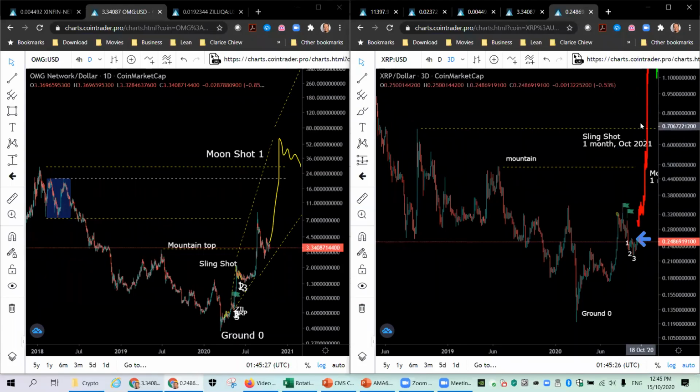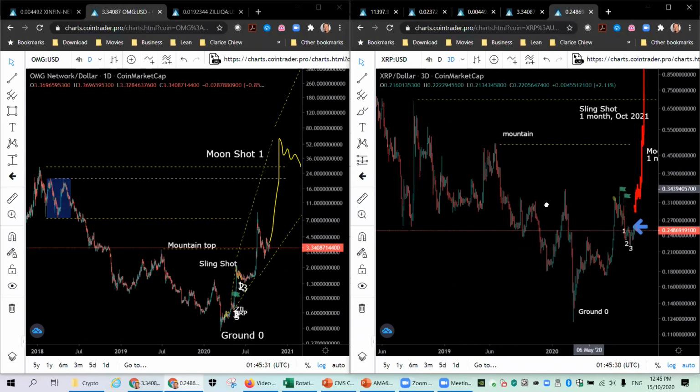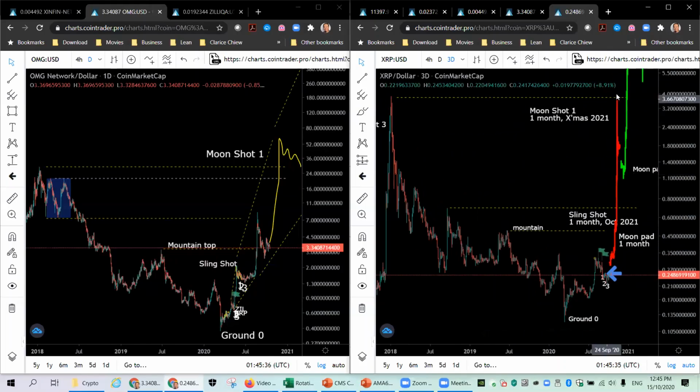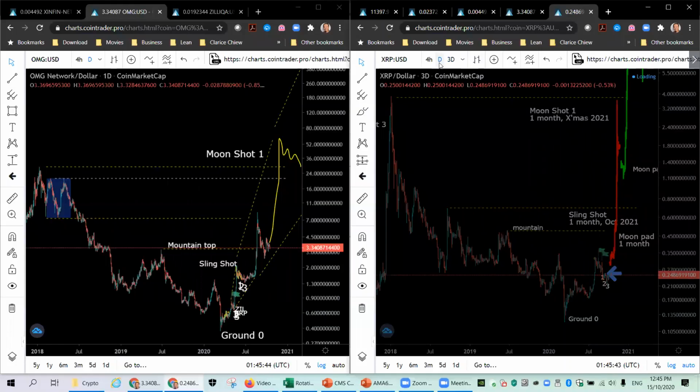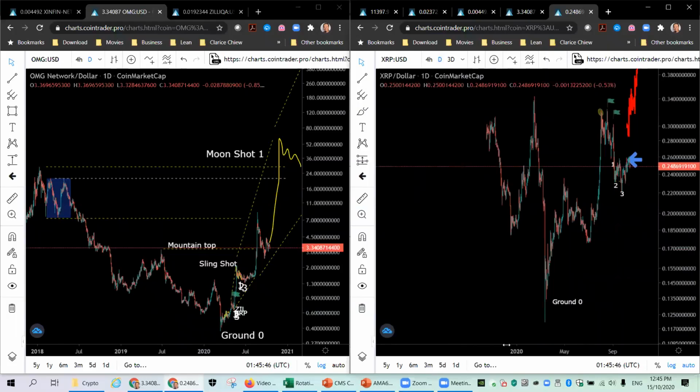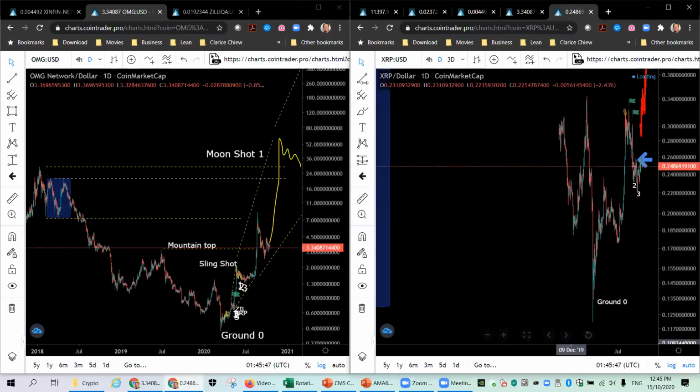So once it finishes the slingshot going up and coming back down, then the moonshot one is heading back up to $3.30, right? So by Christmas, we are looking at $3.30 around there before it actually comes back down to about $2. Or let's check the price. Any questions specifically on XRP?